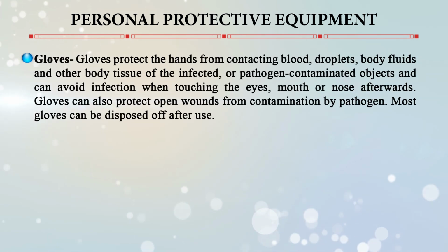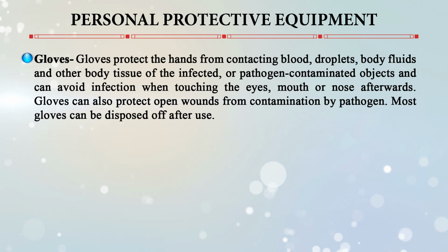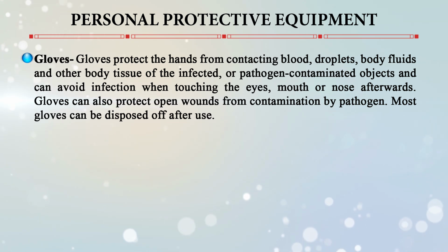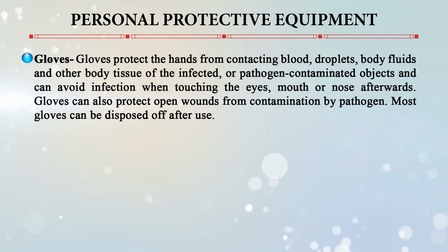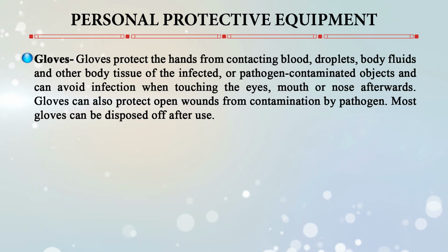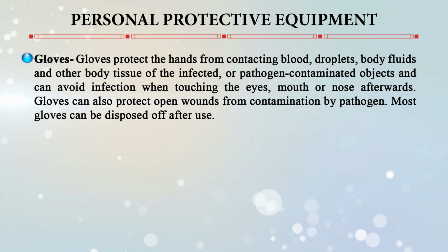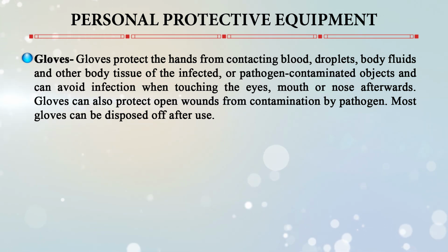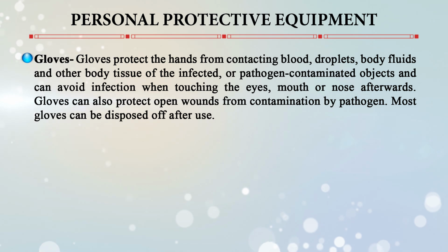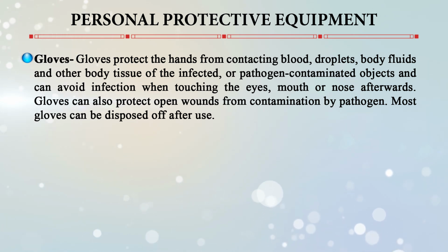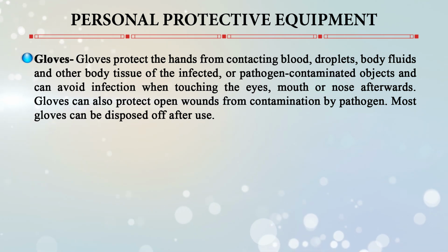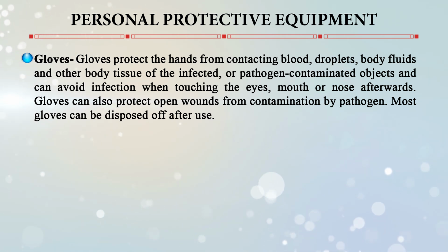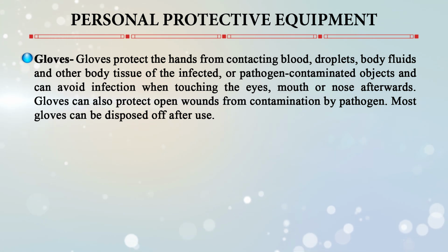Gloves. Gloves are used for protecting the hands from contact with blood, infectious droplets, body fluids and other body tissue of the infected, or pathogen-contaminated objects, and can avoid infection when we touch the eyes, the mouth or the nose afterwards. So, gloves can protect open wounds from contamination by pathogens. Most of the gloves being used now are one-time use gloves, that is, we can use them and then dispose of them after every use.